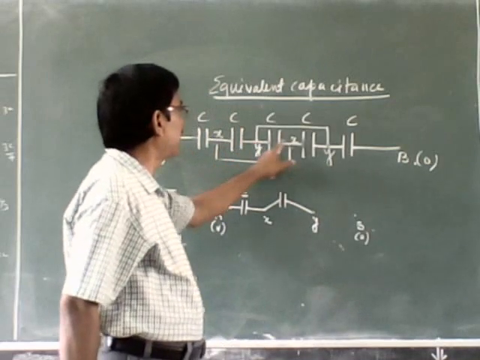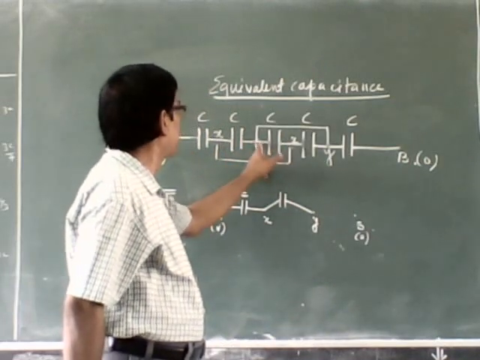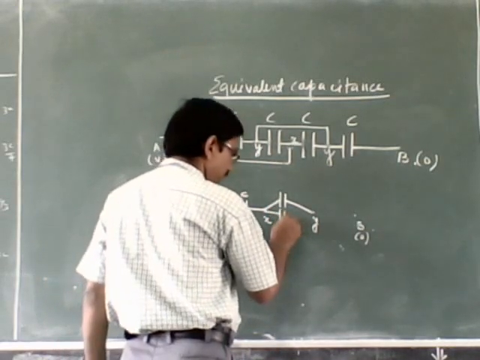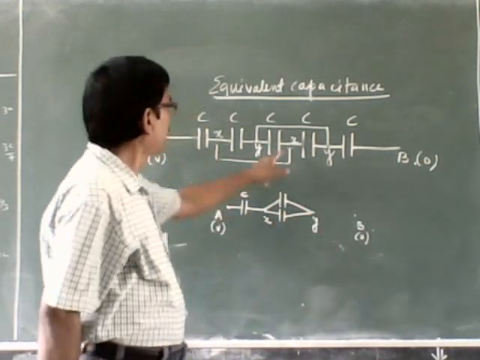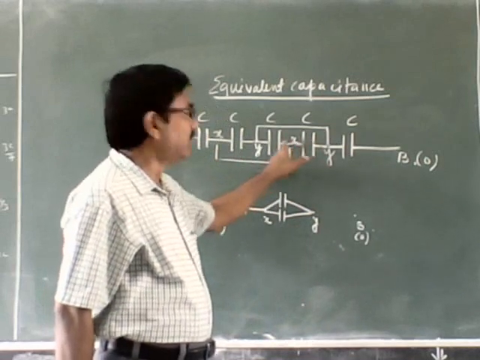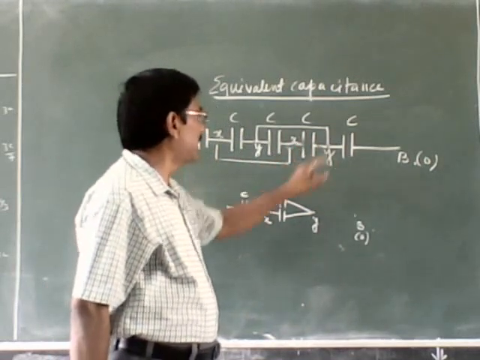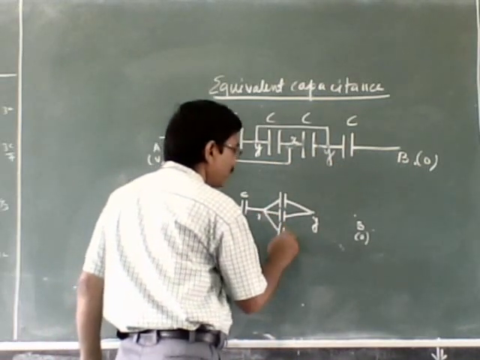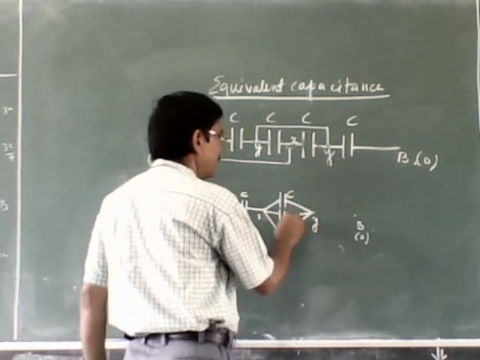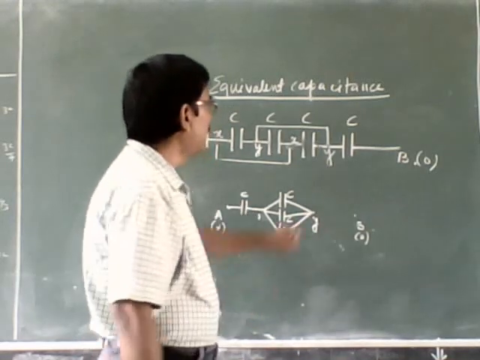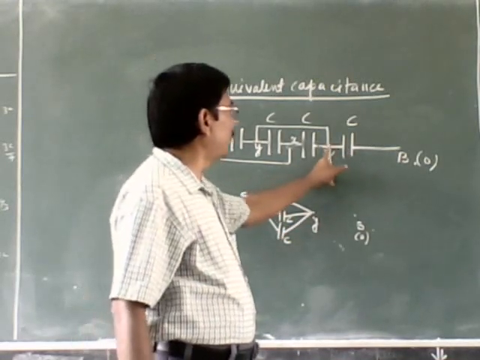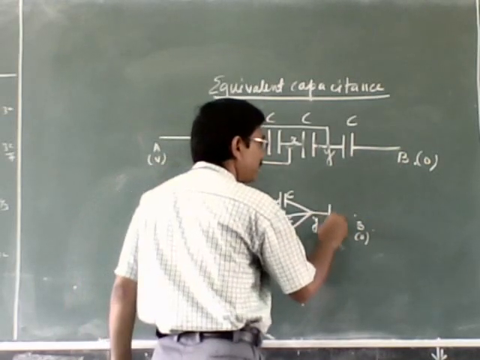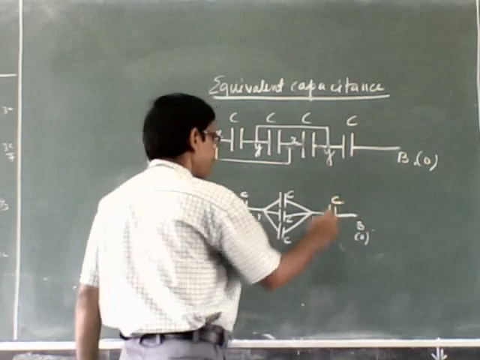The third capacitor is also connected between X and Y. The fourth capacitor is again connected between points X and Y. And the fifth capacitor is connected between Y and 0 potential.